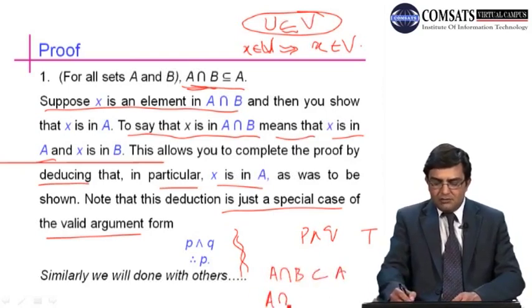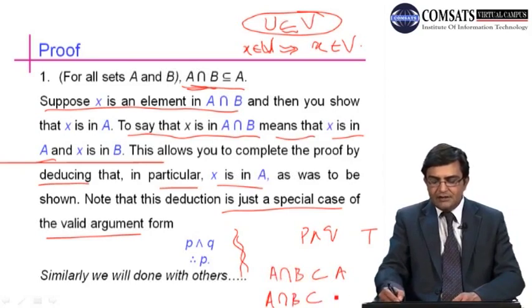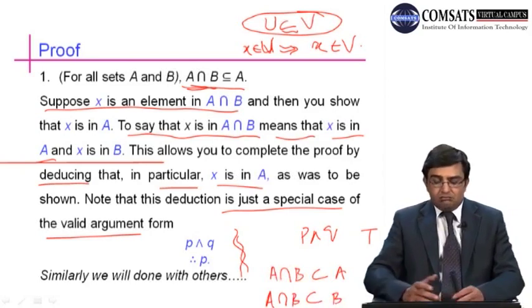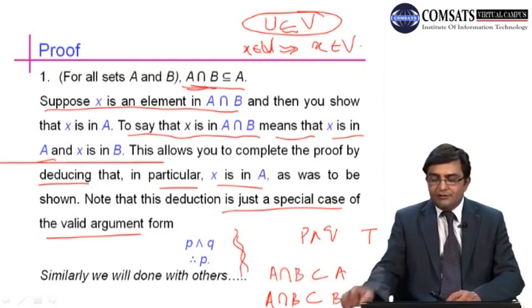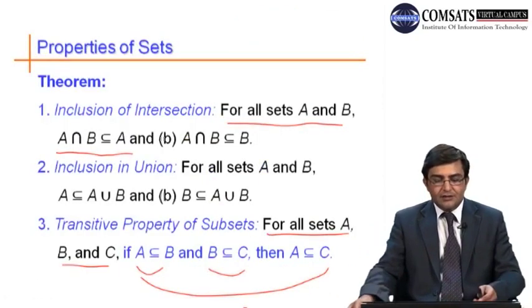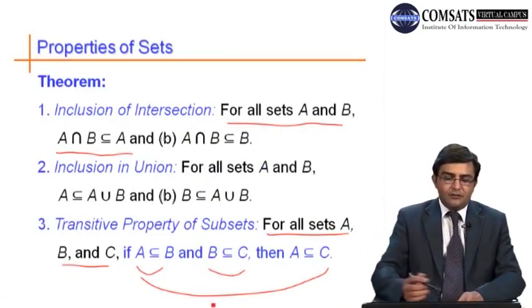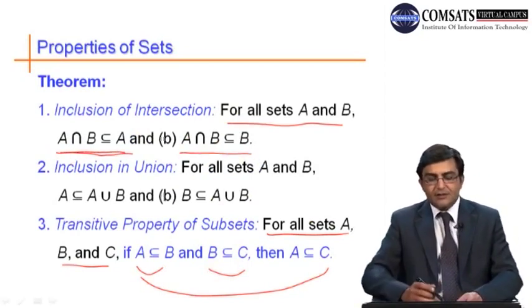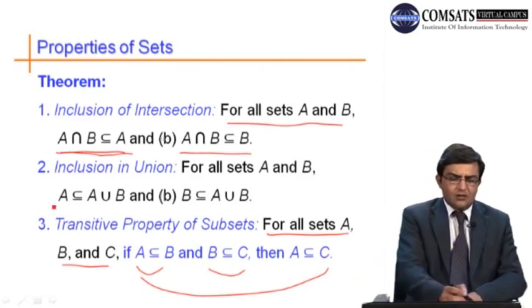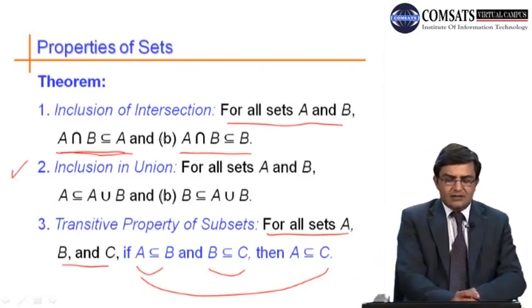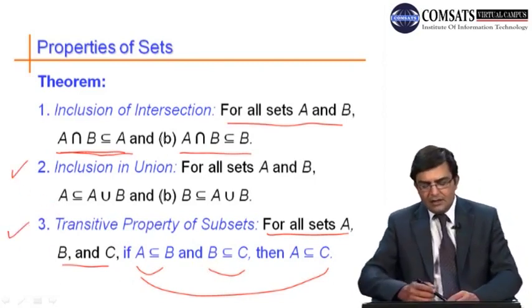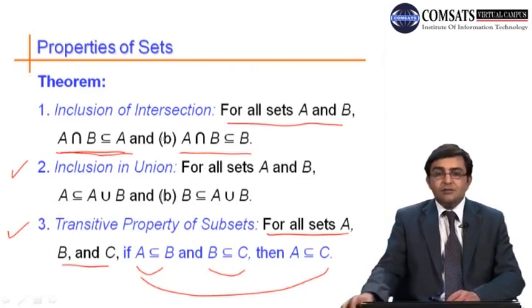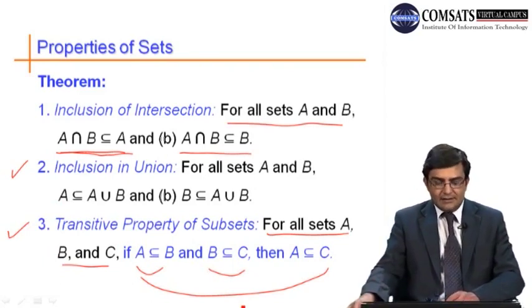We can also similarly prove that A intersection B is a subset of B. So this is the proof of the first statement of this theorem. We have proved that A intersection B is a subset of A and A intersection B is a subset of B. Similarly, we can prove the second and third. I left these two for you as an exercise.